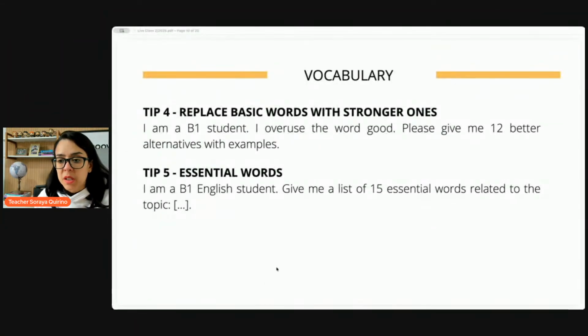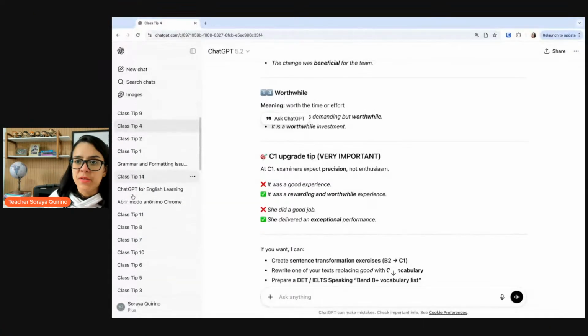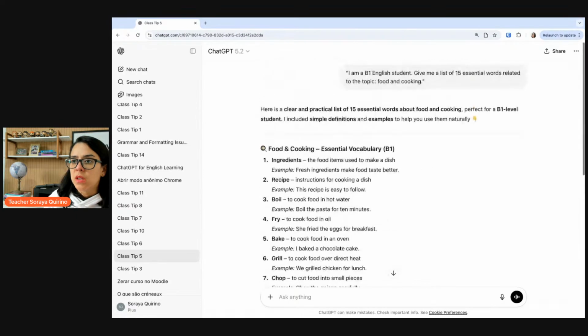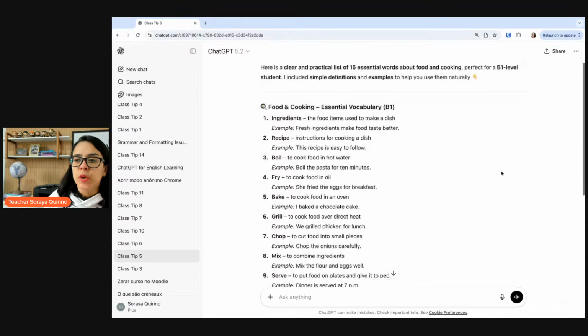Again, guys, I forgot to share the screen with you, but I'm going to do it for you to understand what I'm talking about. So this is tip number 5, essential words. Let me show you now what I did on ChatGPT. So this is tip 5. Okay. So, give me a list of 15 essential words related to the topic food and cooking.